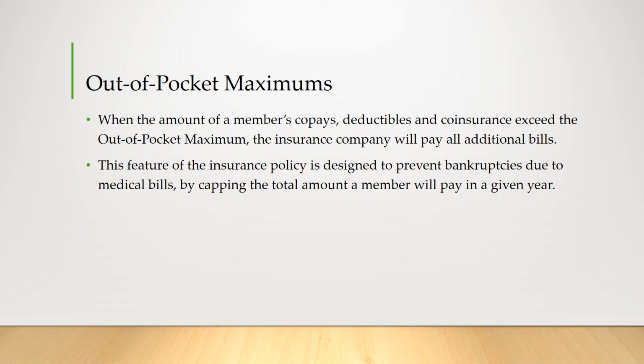Out-of-pocket maximums are another important feature of most insurance policies. When the amount of a member's copays, deductibles, and coinsurance exceeds the out-of-pocket maximum, the insurance company will pay all additional bills. This feature of the insurance policy is designed to prevent bankruptcies due to medical bills by capping the total amount that a member will pay in a given year.